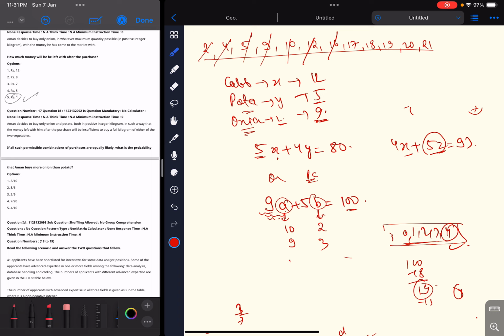Now again, he can take 8. 8 means 72. So the amount left is 100 minus 72, so 28. 28 by 5, so this will be 5.